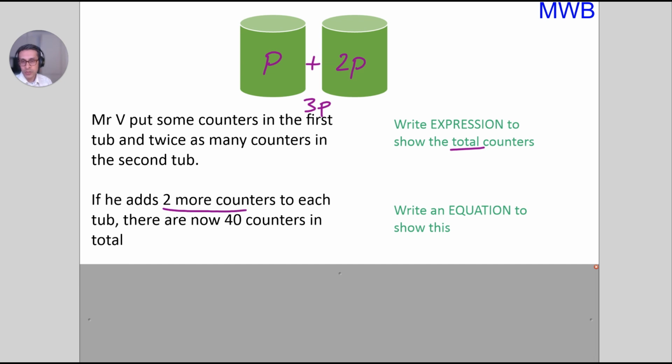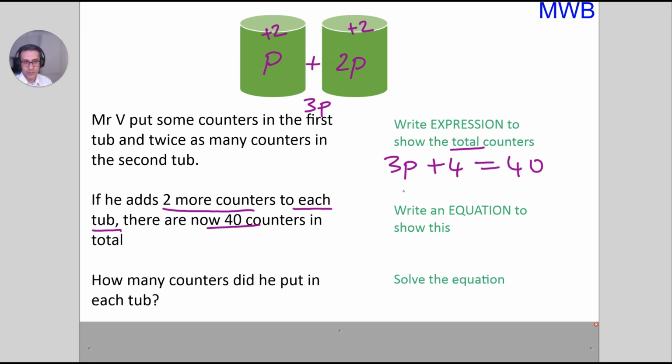If he adds 2 more counters to each tub, so in other words, we're adding 2 here and we're adding 2 here. So overall, we've added 4. Write an equation to show this. Well, we started with 3P and then we've added 4. And then it says there are now 40. So that's going to equal 40. And that's your new equation. So you've now formed an equation.